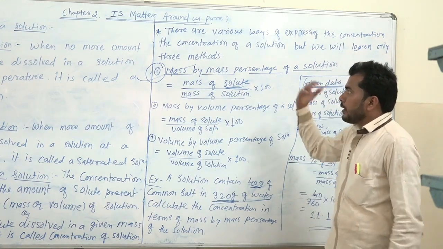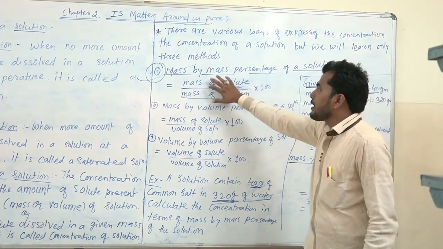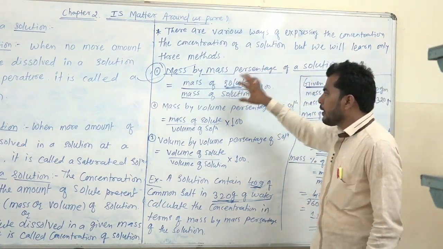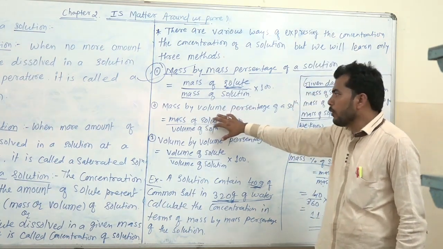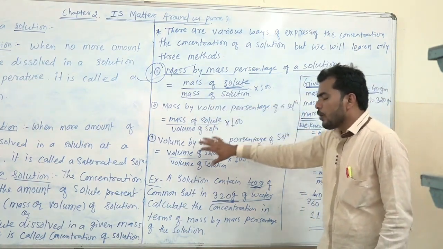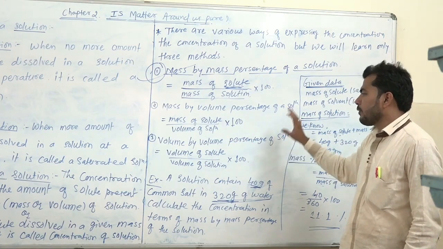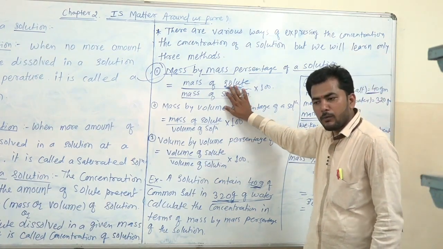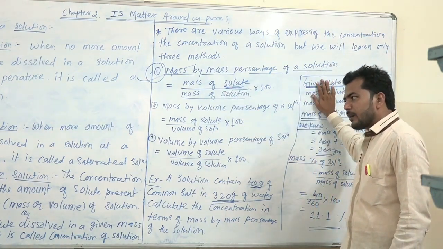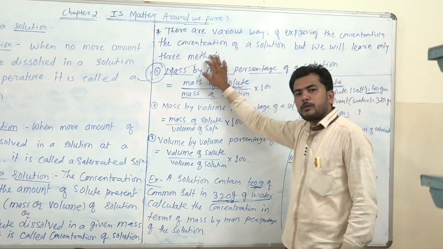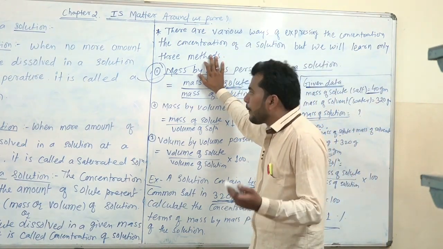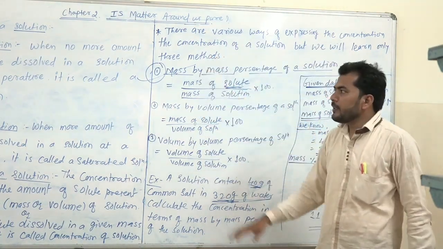I hope you understood how we can calculate concentration of a solution with the help of three methods: mass by mass percentage of a solution, mass by volume percentage of a solution, volume by volume percentage of a solution. There are three formulas. We saw only one example. I will give some examples for the exercise to you. So once again I am repeating this.